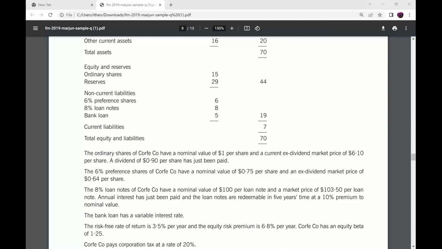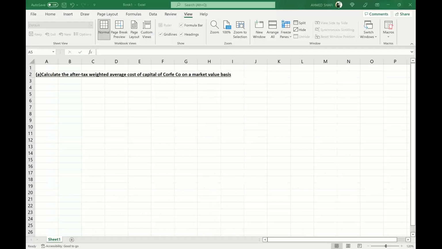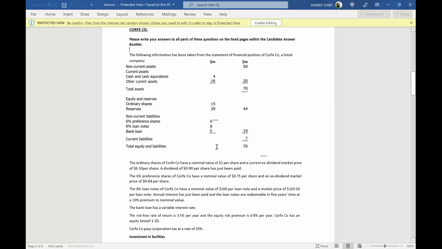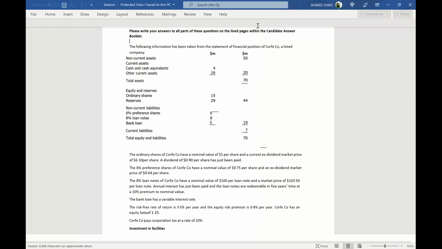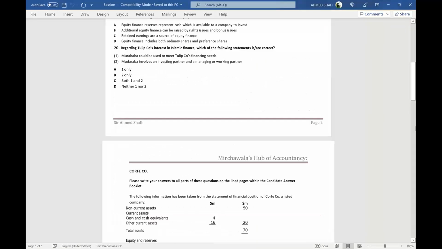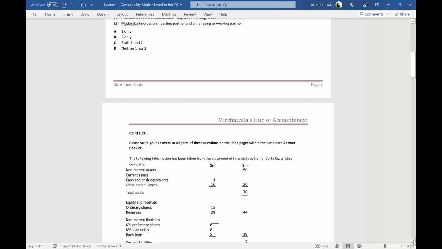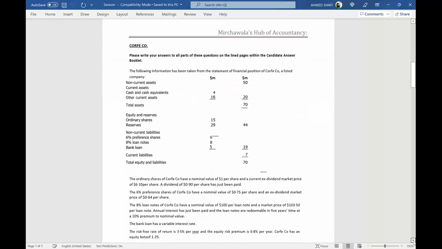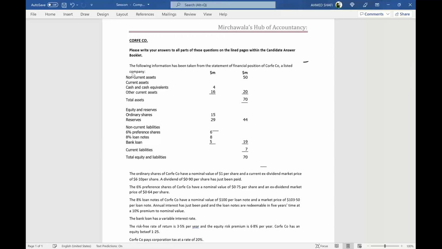Since the question asks you to find WACC, remember I've told you there are 2 steps. First step, look at the balance sheet to see from how many sources the company has raised finance to make the equation of WACC. If you go and look at the balance sheet, you can see that the company is financed from how many sources?